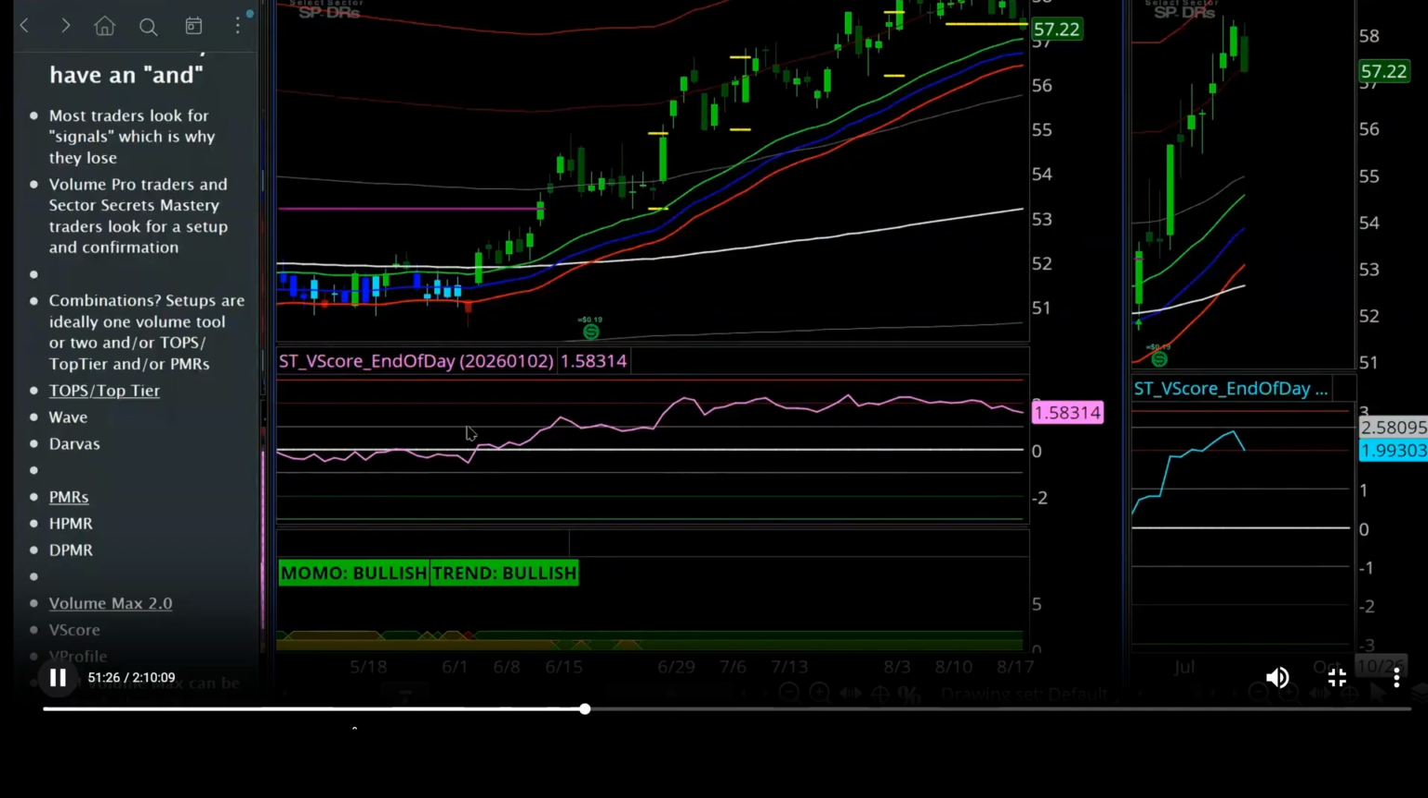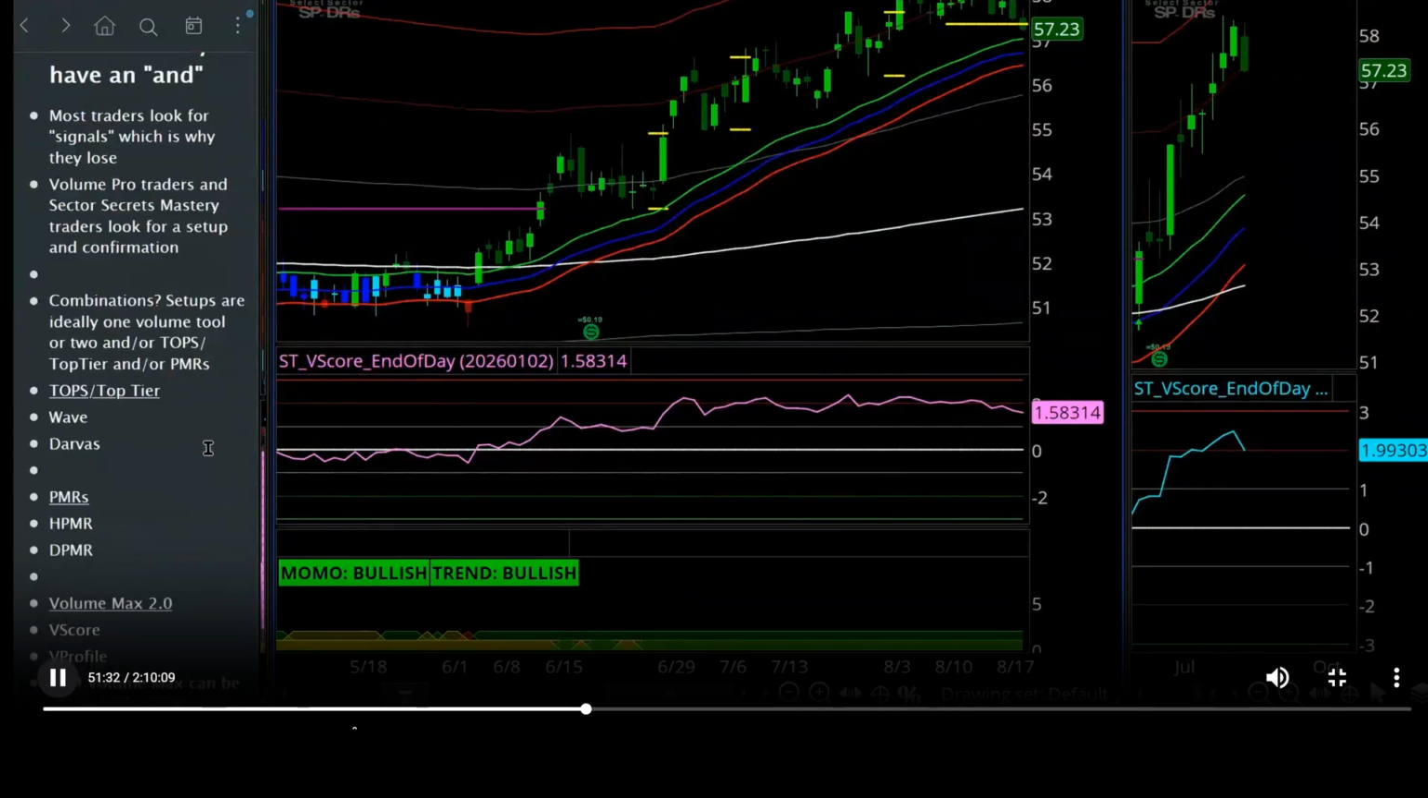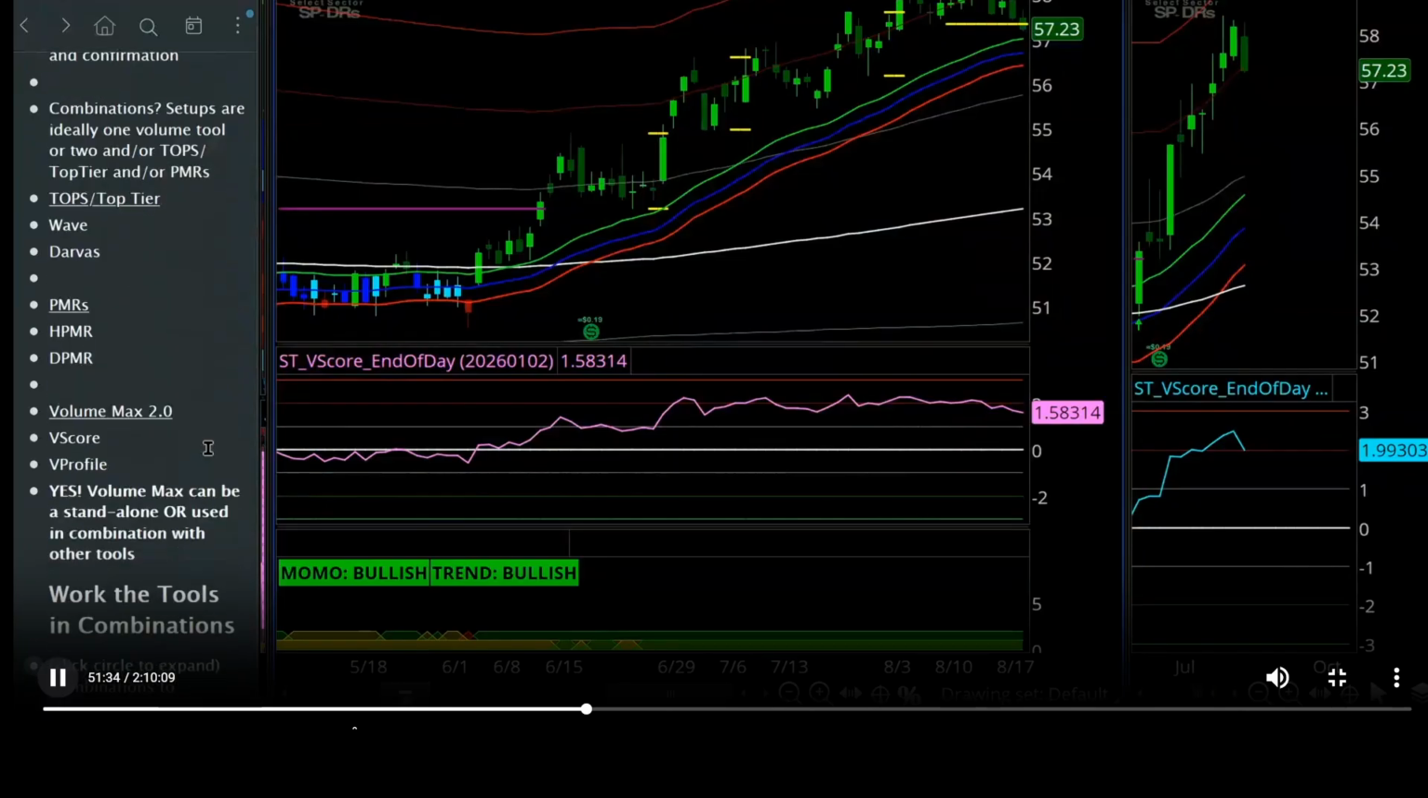We're going to keep going through. Your questions are perfect, by the way, because today we want to cover long-term and we want to cover daily. And we want to cover more of these combinations. So now you're seeing the combos between volume max and top tier works, and between volume max and even daily and hourly price movement ranges. All right.